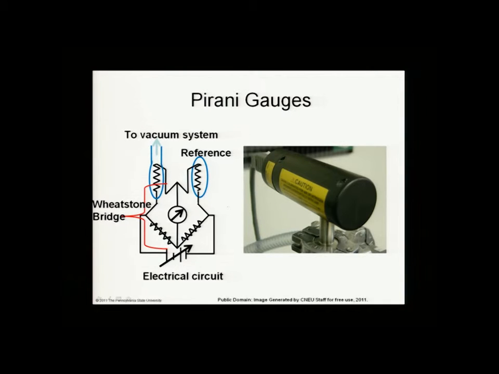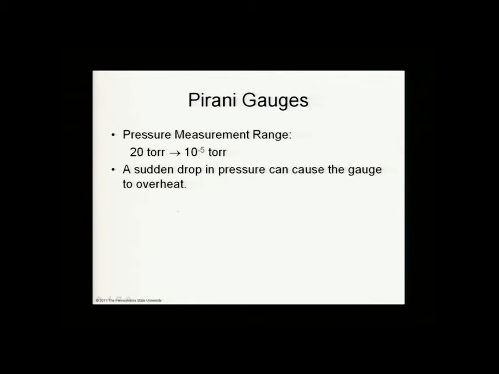So it's a little bit fancier design. It uses a Wheatstone bridge so that small changes in the resistance are more easily detected, and this is what the gauge looks like physically. So a Wheatstone bridge makes this more sensitive. The Pirani gauges go from the low vacuum range into the high vacuum range, they are useful. We saw on that table that they cover a fairly broad range.